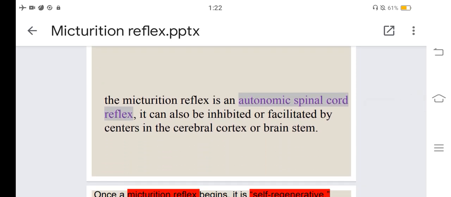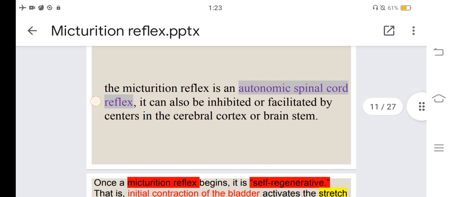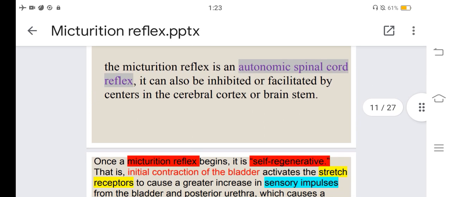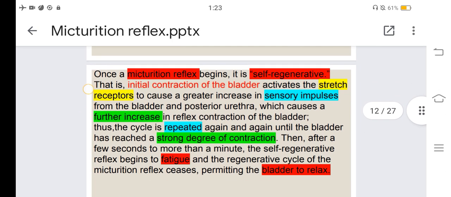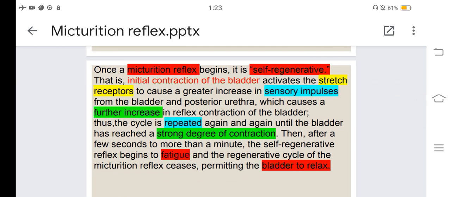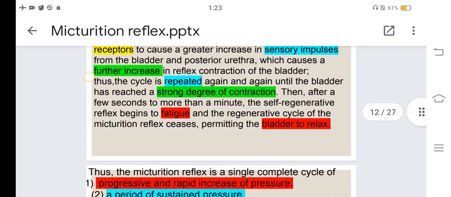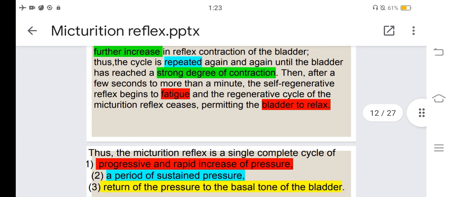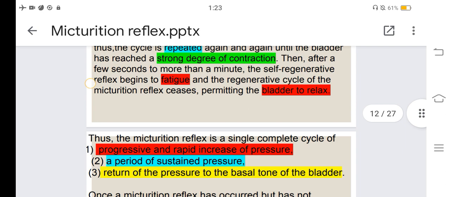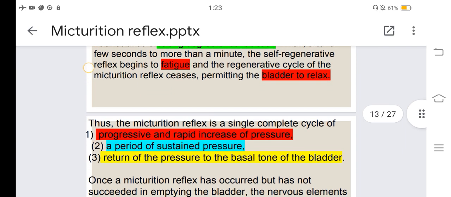The micturition reflex is an autonomic spinal cord reflex. It can also be inhibited or facilitated by centers in the cerebral cortex or brainstem. Once a micturition reflex begins, it is self-regenerative. That is, initial contraction of the bladder activates the stretch receptors to cause a greater increase in sensory impulses from the bladder and posterior urethra, which causes a further increase in reflex contraction of the bladder. Thus, the cycle is repeated again and again until the bladder has reached a strong degree of contraction. Then, after a few seconds to more than a minute, the self-regenerative reflex begins to fatigue and the regenerative cycle of the micturition reflex ceases, permitting the bladder to relax.